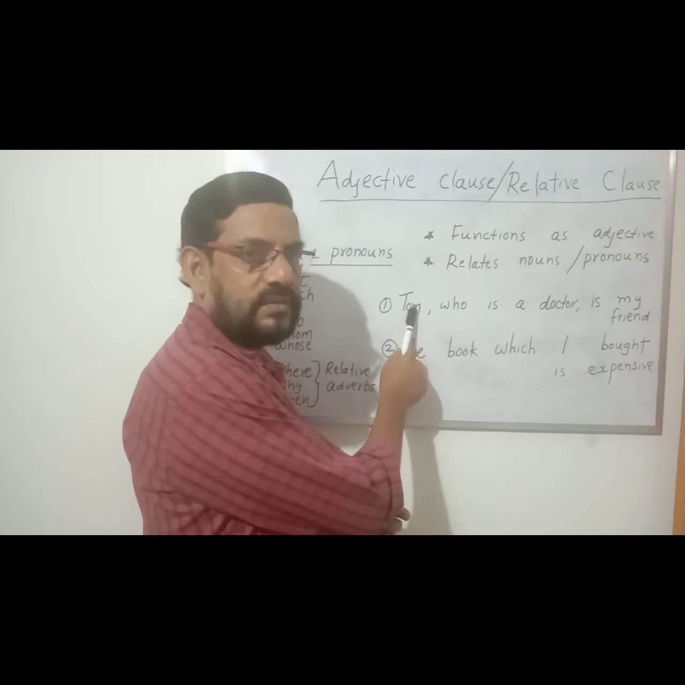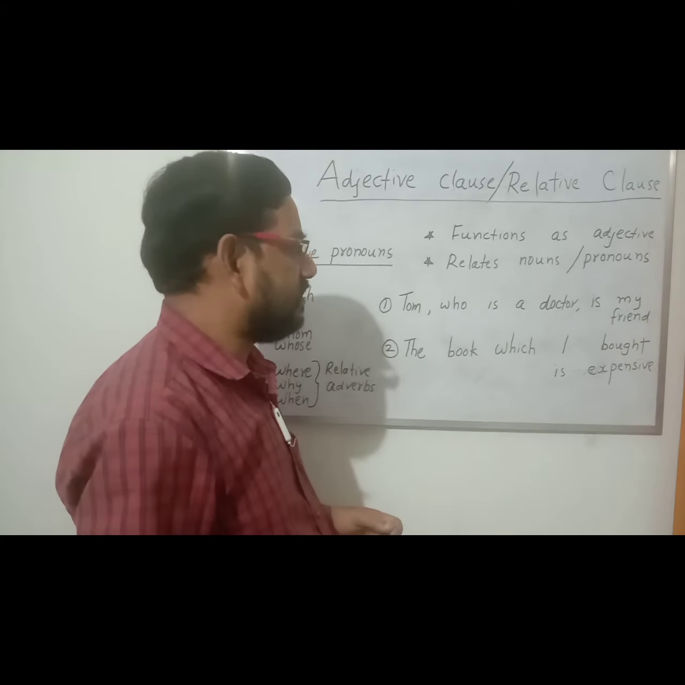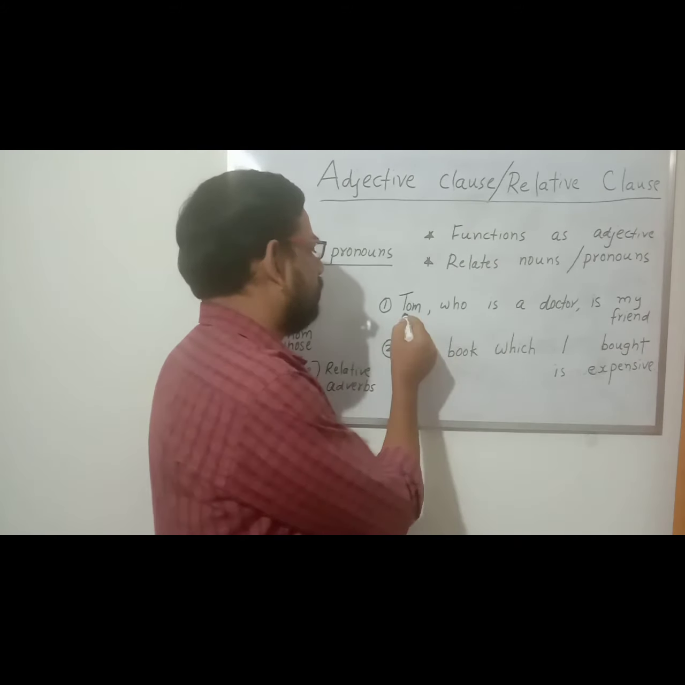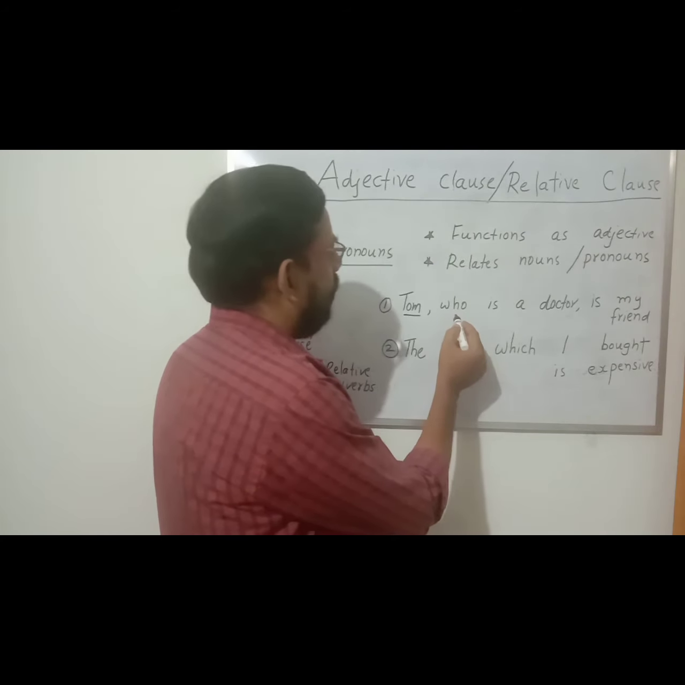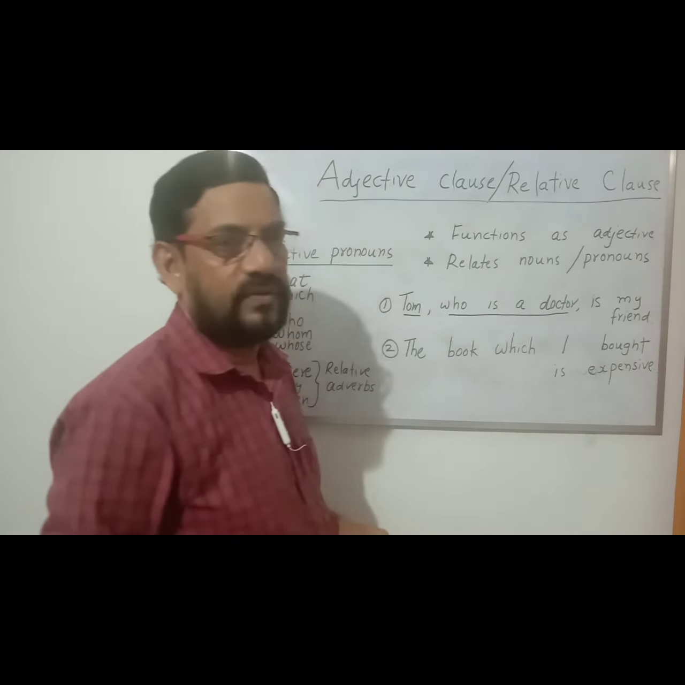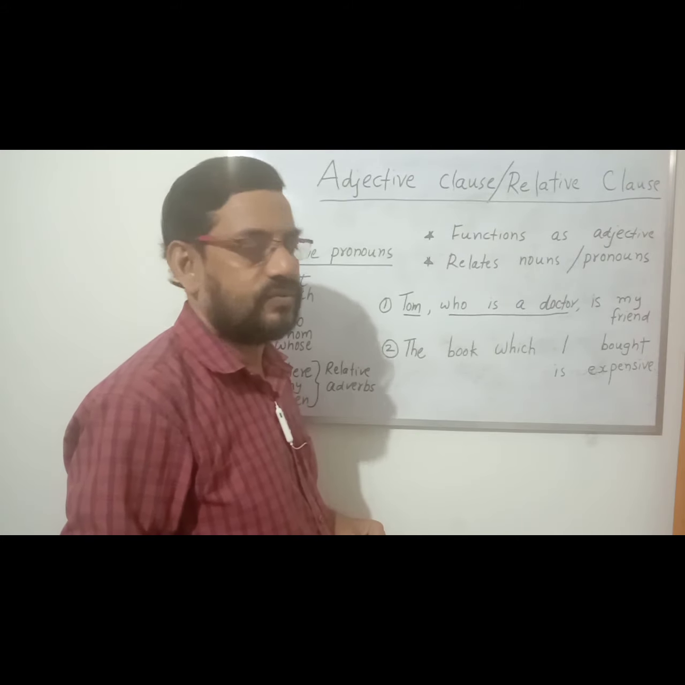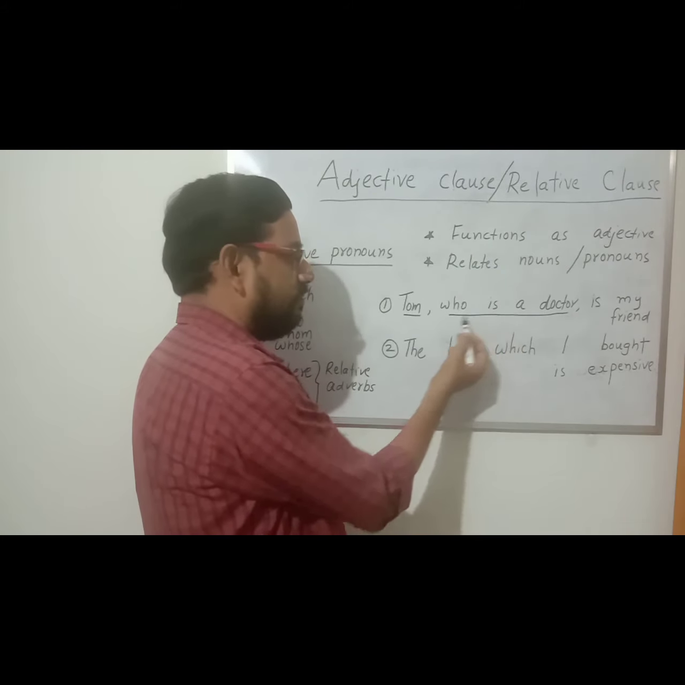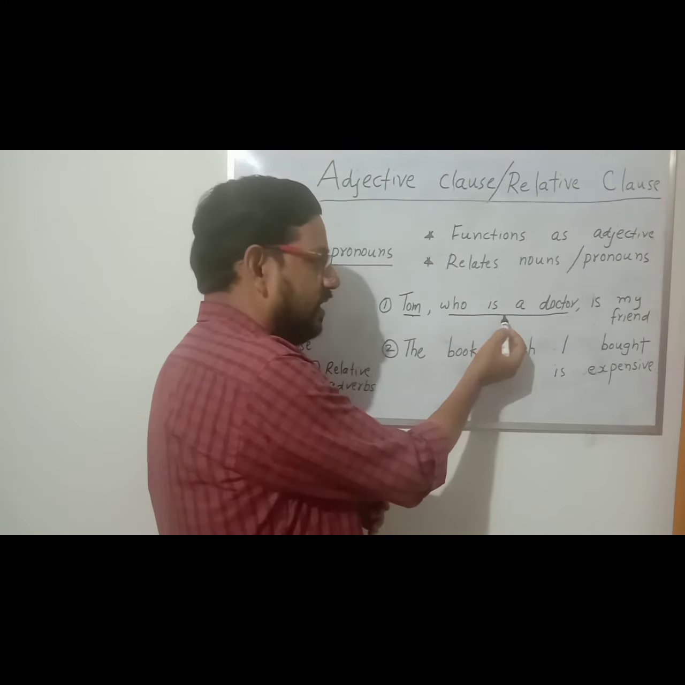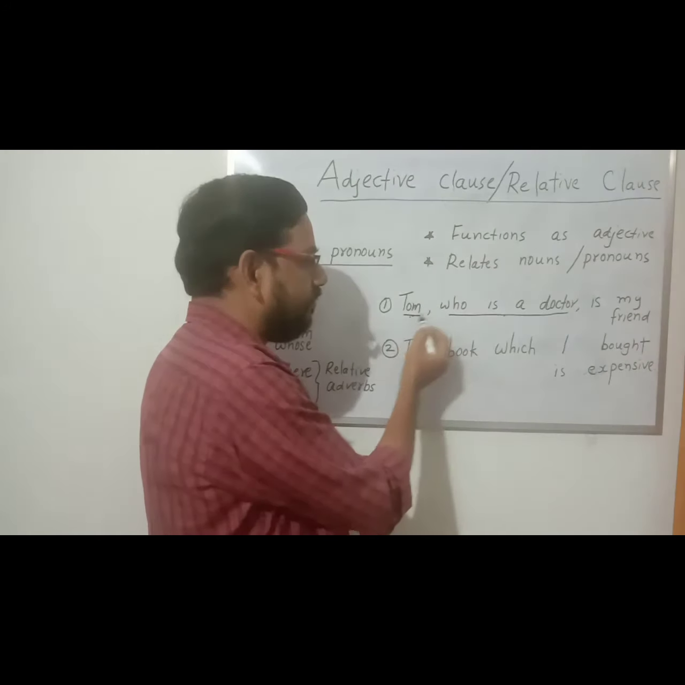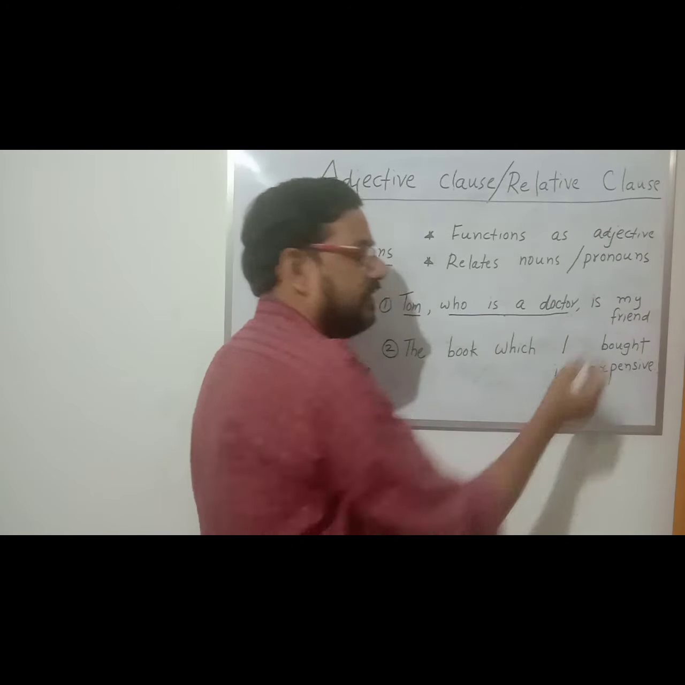This is the first example: Tom, who is a doctor, is my friend. What is the noun used? Tom is a noun. What is the adjective clause used here? Who is a doctor is an adjective clause. Why is it an adjective clause? Because this clause modifies Tom, supports Tom, or gives more details about Tom. Tom, who is a doctor. Who is that doctor? Tom. Tom, who is a doctor, is my friend.